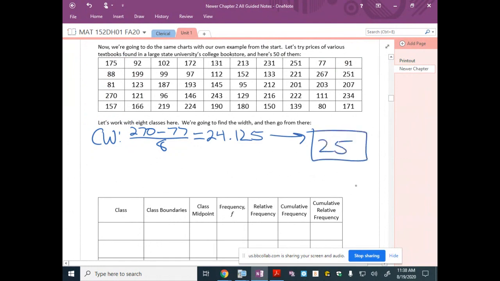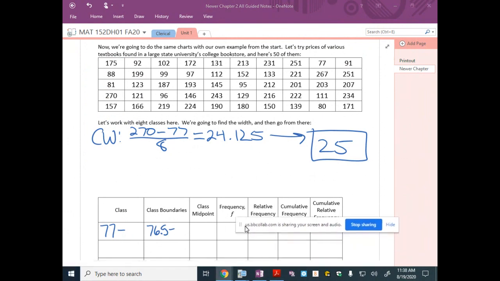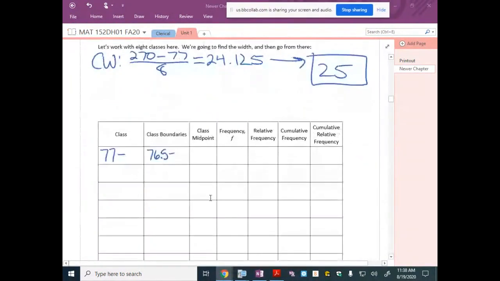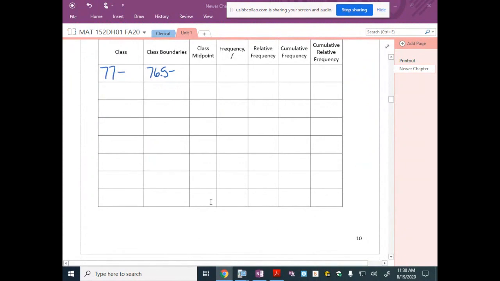25. 25 is going to be our required class width. So we'd start with 77 here. Our first boundary would be 76.5 because it's 1/2 lower. So then we would just keep adding increments of 25 to figure out our class bounds.